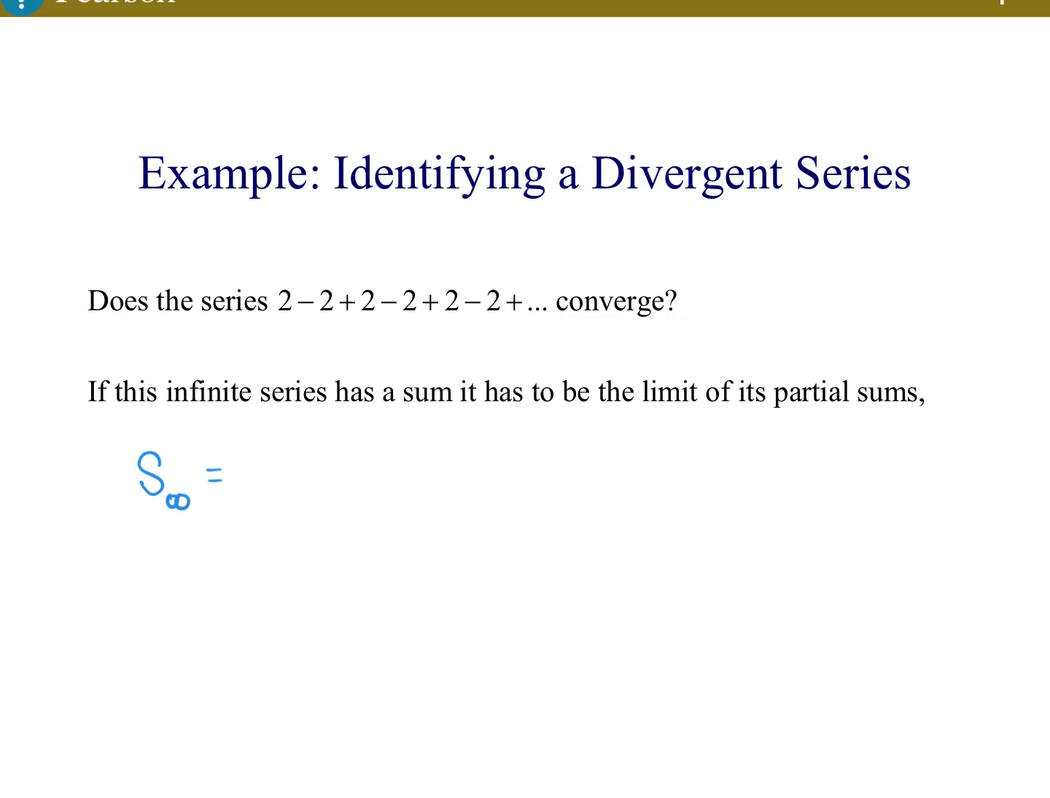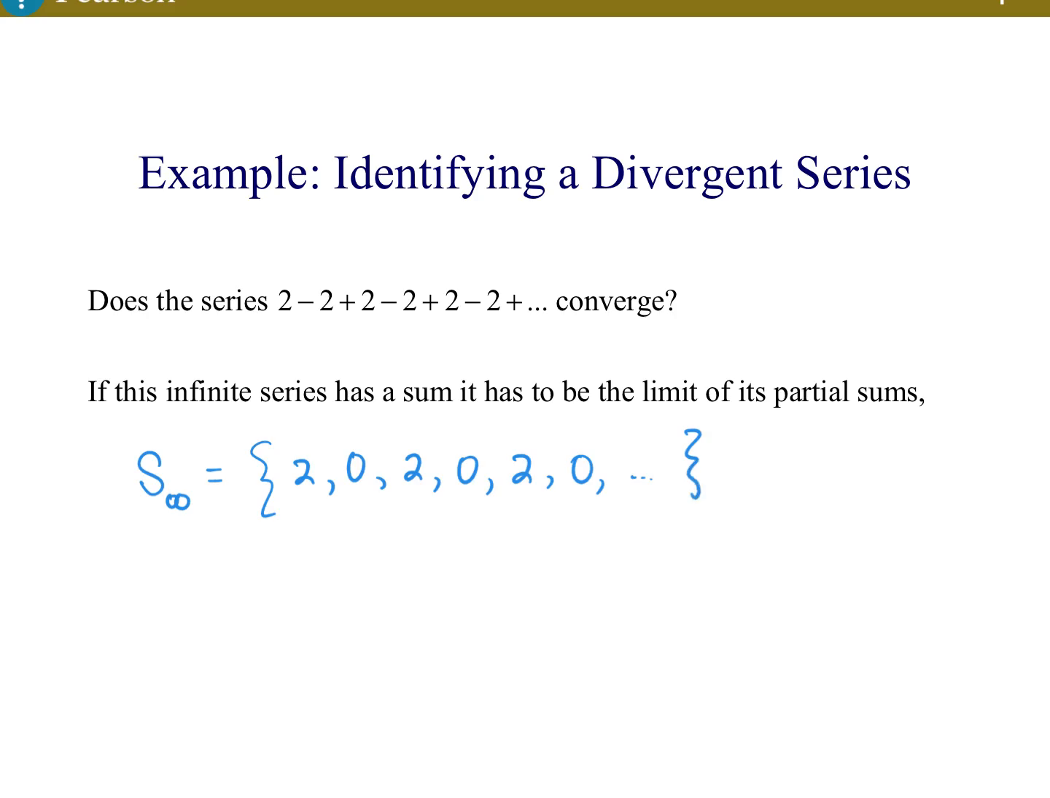All right, what is the first sum? If you just add the first term. The first term, 2. Okay, now add the second term to it. What are you going to get? 0. Then add the next term to that. What do you get? 2. And the next term to that. 0, 2, 0, etc. Okay.